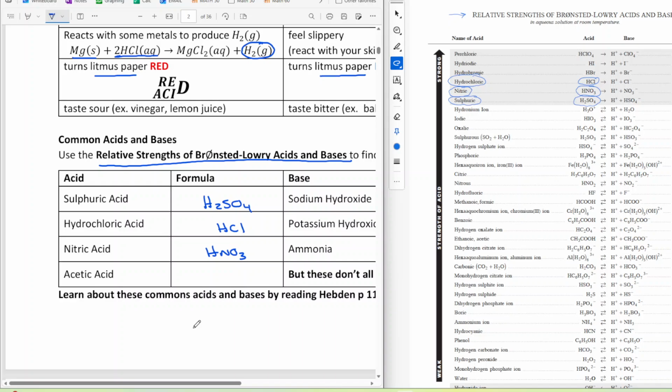Where's acetic acid? Now, oftentimes, acids will have more than one name. So acetic acid is one of the common acids that we use, but you'll notice down here, this is where it's listed, and it says ethanoic and acetic. So this can go by either of those two names, and its formula is CH3COOH.